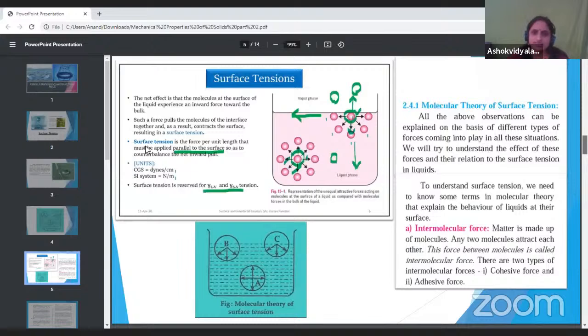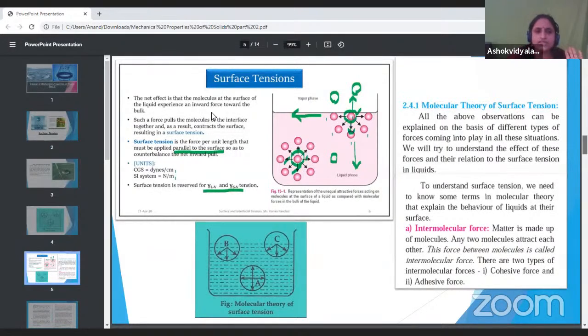आता इथे बघा, surface tension. Now suppose all this above observation can be explained on the basis of different types of force coming into play in these situations. Now see, to understand the surface tension, we have to note some terms of molecular theory that explain the behavior of liquid at their surface.